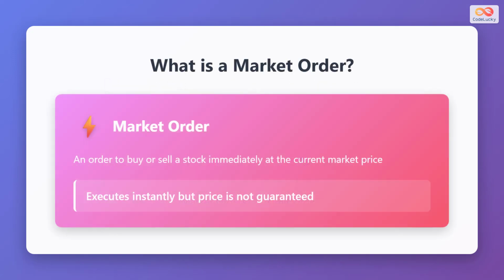A market order is an instruction to buy or sell a stock immediately at whatever the current market price is. Think of it like walking into a store and paying the price tag without negotiation. The key feature is speed. Your order gets executed right away during market hours. However, the trade-off is that you don't have control over the exact price. The final price you pay or receive might be slightly different from what you saw on your screen, especially in fast-moving markets.